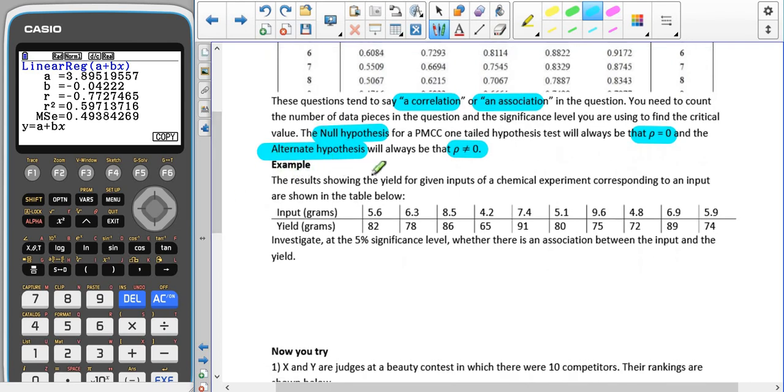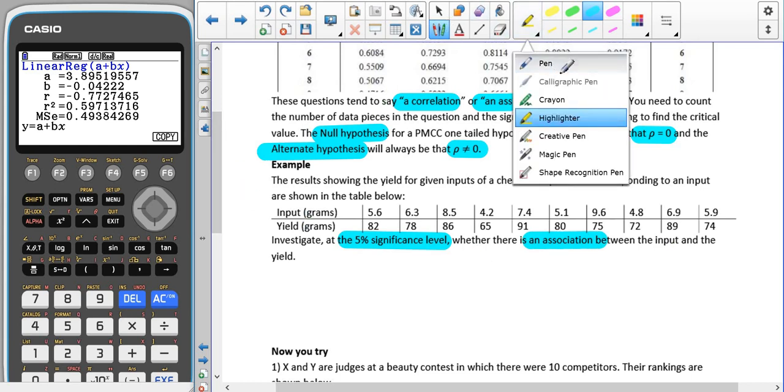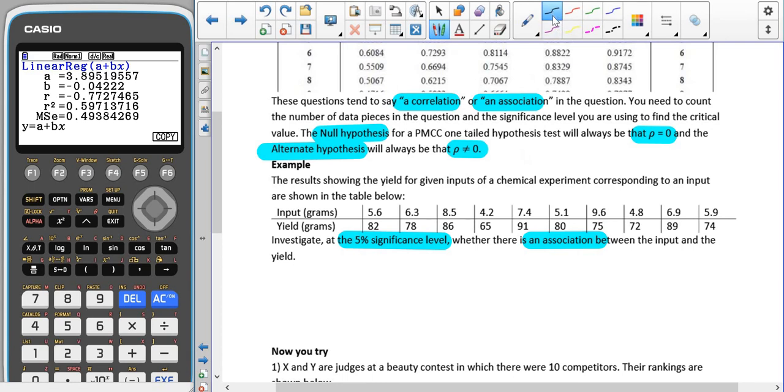So in our example, we have the results showing the yield for given input of a chemical experiment corresponding to the input are shown in the table. So we can see here the input in grams and then the yield that gives. And we're asked to test at a 5% significance level whether there is an association between the input and the yield. So you can see there's no positive, there's no negative, there's no description of as one increases, the other increases or decreases. So it just says an association. So that means that our H0 is still going to be rho equals 0. And this time our H1 is going to be rho is not equal to 0.